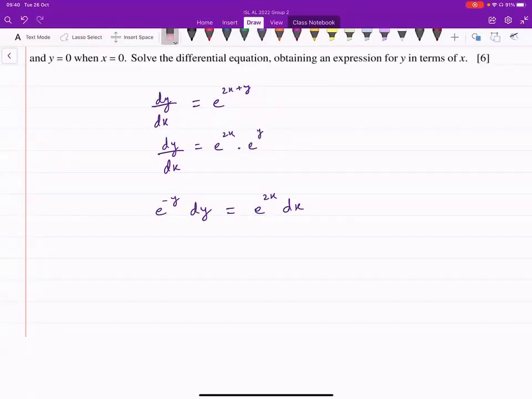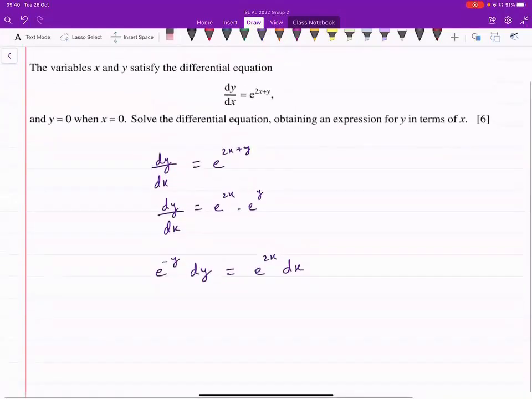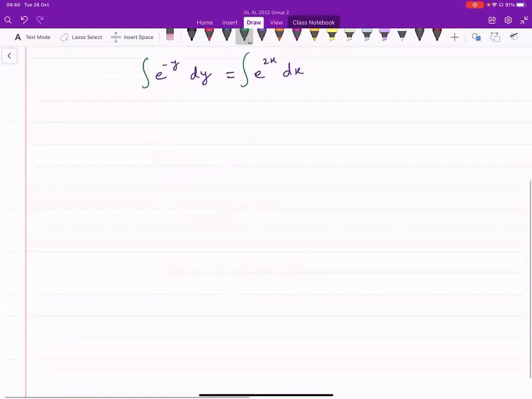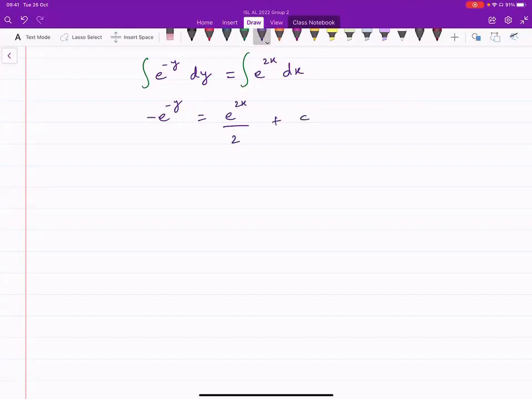And now we can integrate it. That's fairly straightforward. You put the integral sign on both sides. The left side to integrate with respect to y, and on the right side integrate with respect to x. What do you get? Minus e raised to power minus y. That equals e raised to power 2x divided by 2 plus c. Okay? So we just integrated both sides.